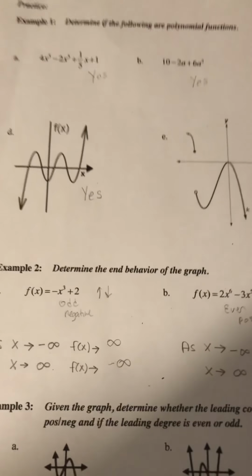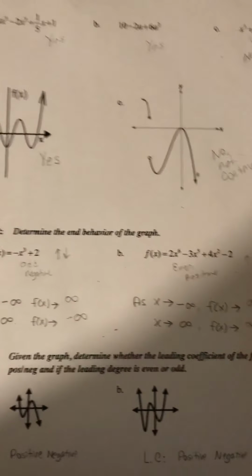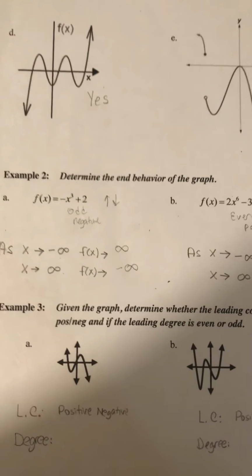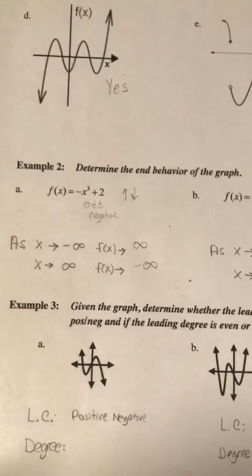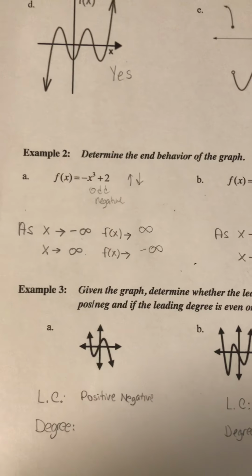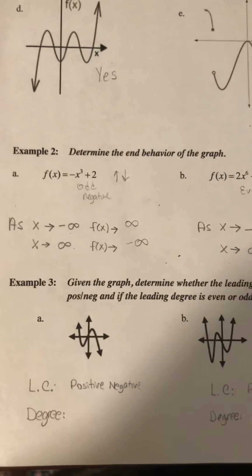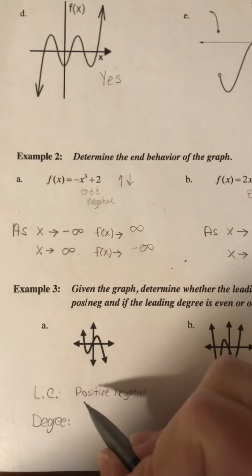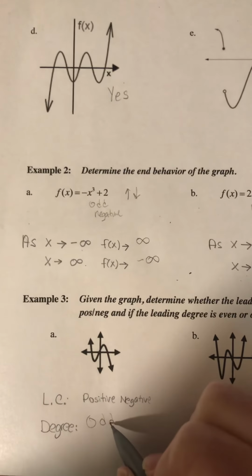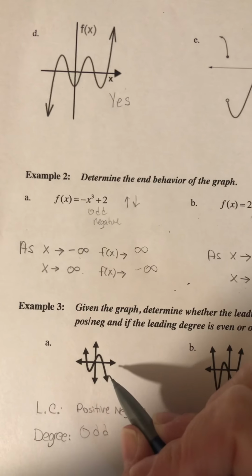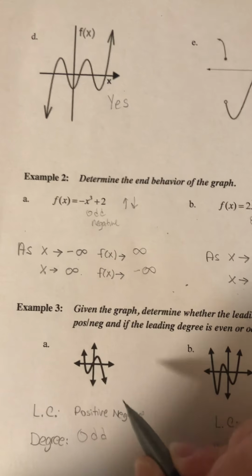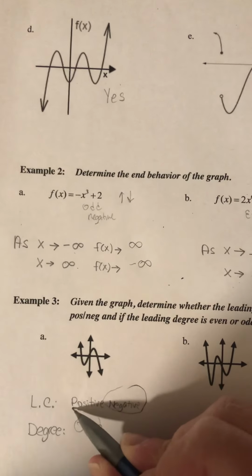All right, and the last thing, we're going to look at the graph. We're going to figure out what the degree is and what the leading coefficient is, positive or negative. So I like doing the degree part first. If I look at that, I notice it has different end behavior, so I know I can say, hey, this is an odd degree. And it starts up, ends down. That means the leading coefficient is negative.